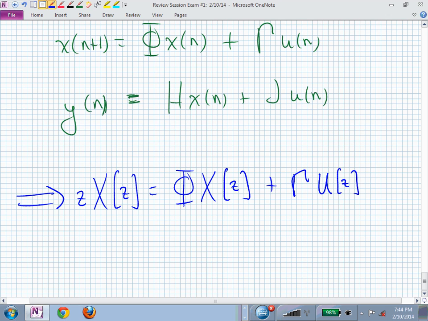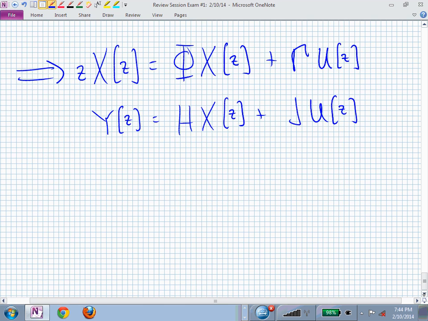And we can z-transform the output equation. Little y of n is capital Y of z, h, X of z plus j, U of z. And we're really trying to find a relationship between the transformed input, capital U of z, and the transformed output Y of z, which means we have to get rid of or rewrite capital X of z, the z transform of the state vector, in terms of y or u. And that's given to us by the dynamic equation.